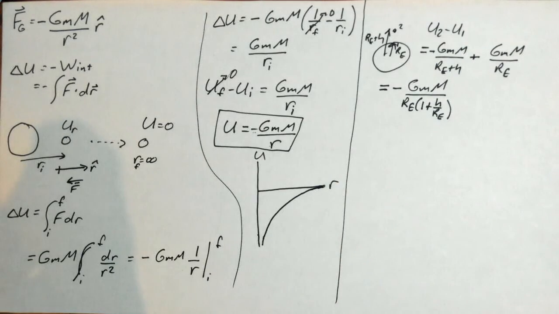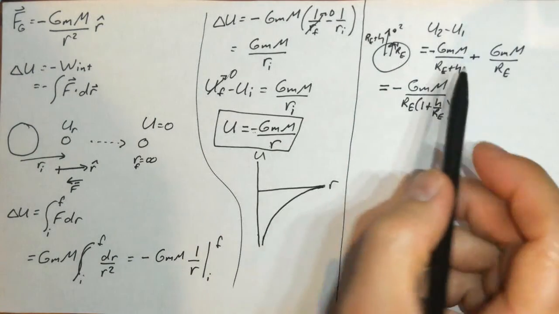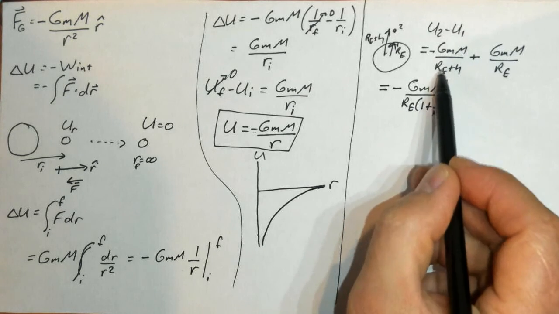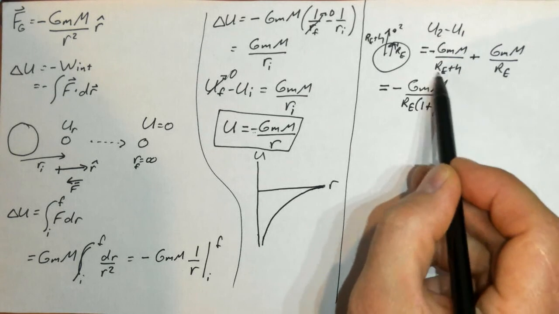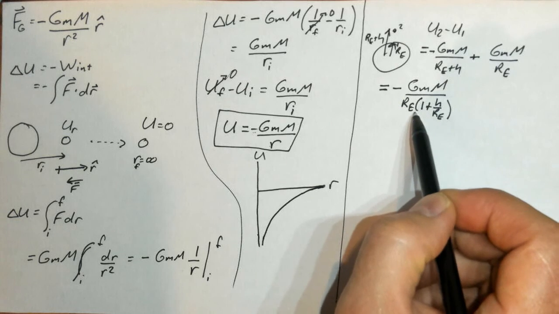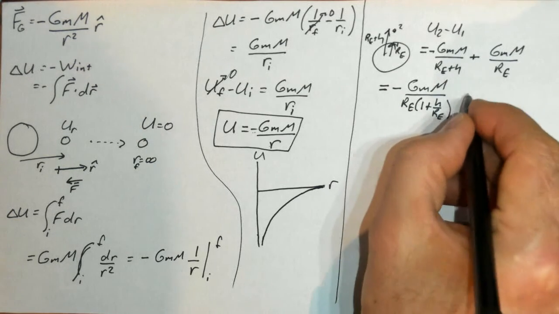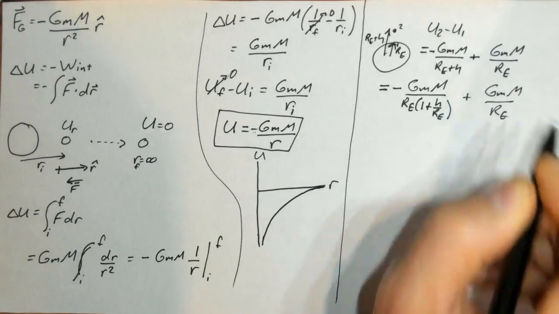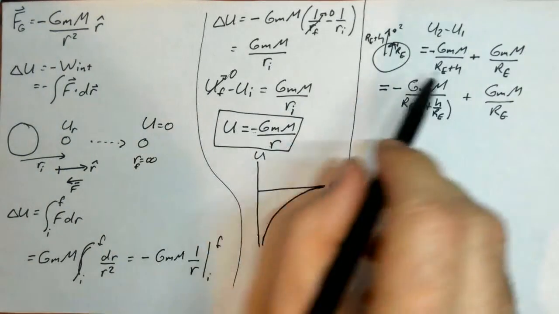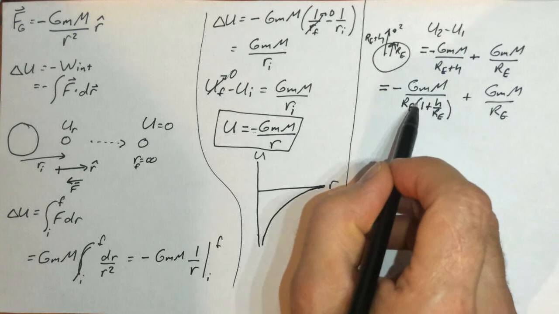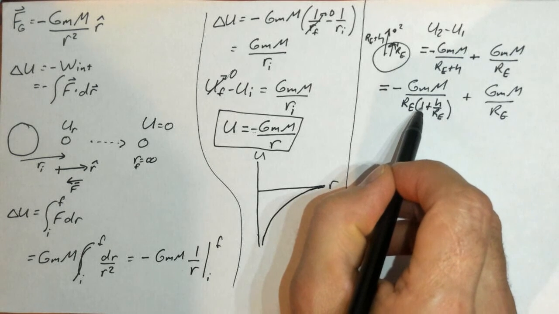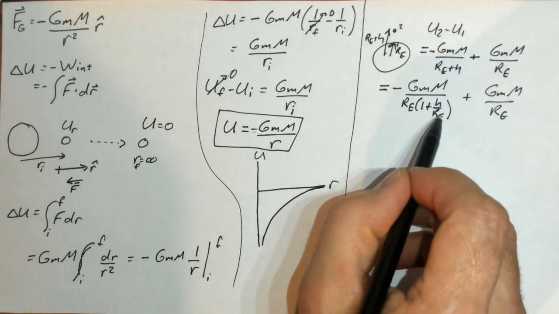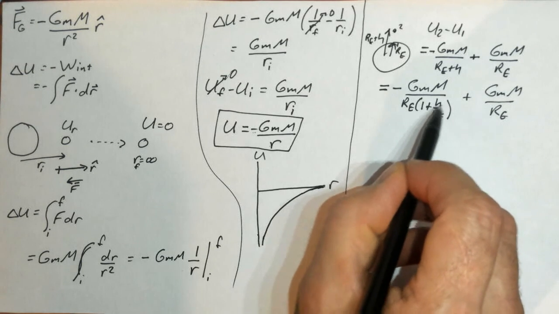With that, if you just check it, Re times 1 gives me Re, Re times h over Re gives me h. So that's the same thing. I've just done a little math trick to pull it out. Okay, I've got to add this other term here. Now, this right here is 1 plus a teeny number over a big number. That means this is a really small number.